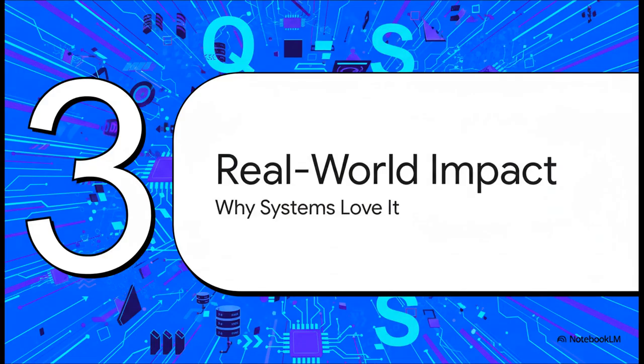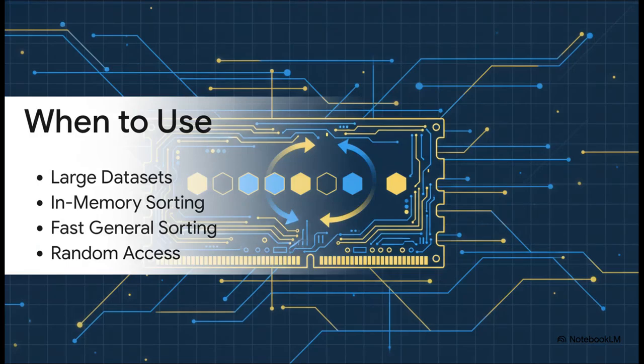Section 3, Real-World Impact. Why systems love it. Now, what's really interesting here is how this theoretical magic translates into actual computing power. Why do operating systems and heavy-duty software absolutely love quicksort? Well, it's incredibly powerful for large datasets because of its strong average case performance. But the real kicker here is the in-memory sorting. Quicksort has what we call in-place sorting capability. It doesn't need to create massive duplicates of your data to sort it. It just swaps things around right where they are.